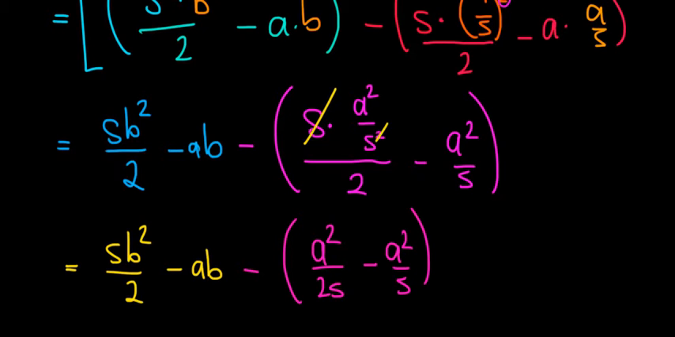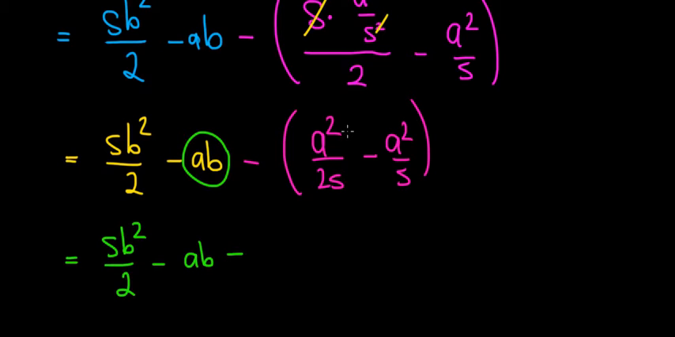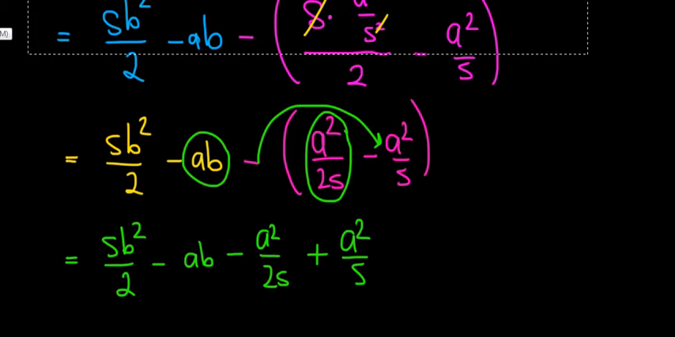What do we do next? We can open the brackets to see what we get as a final result for this expression, and we will have s times b squared divided by 2 minus a times b, and then minus a squared divided by 2s, minus a squared over s becomes plus a squared over s. Now this is the expression that we found, and remember we have to add this to the previous expression from the previous video.